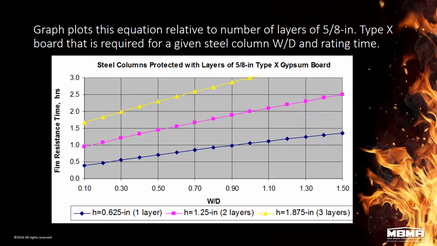Again, depending on what your W/D of the column is, you can use this or similar graphical aids to estimate, or even the formula itself to back calculate how many layers of board you will need for a given hour rating. And we will use this chart and the IBC formula in the following example as an illustration.